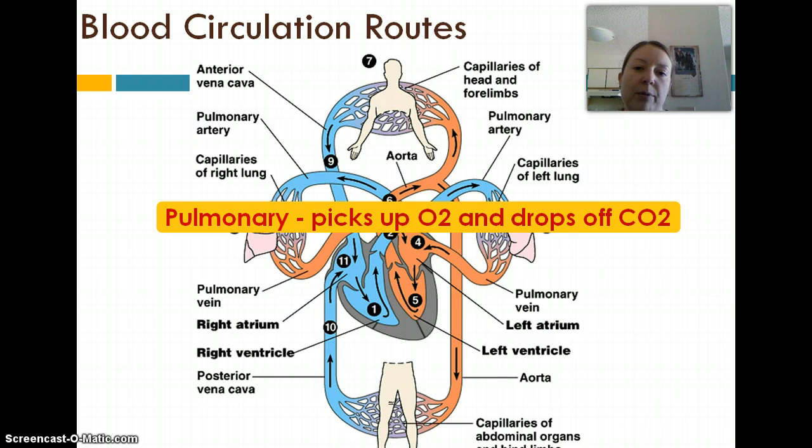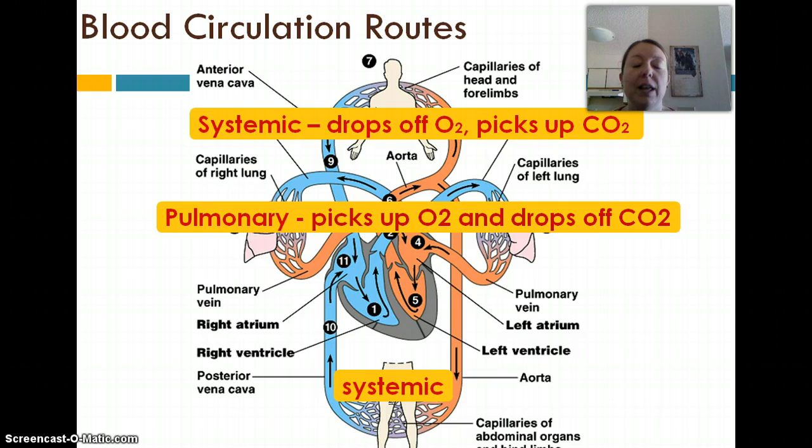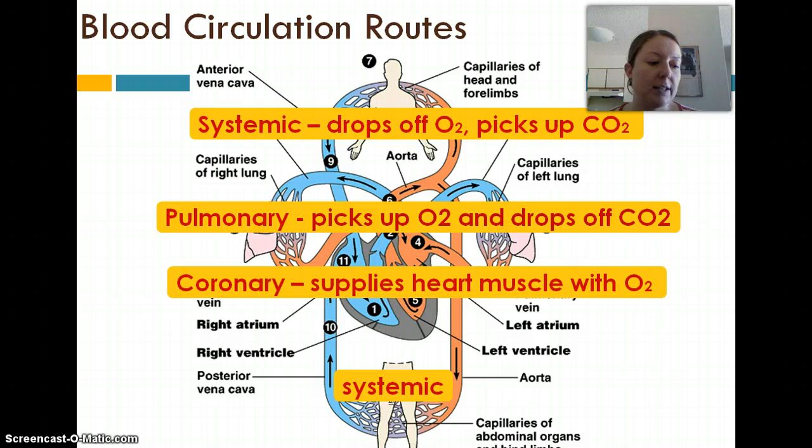The other circulation pathway is the systemic, and that's the left side of your heart pumping all over your body, whether that's above or below. It works in just the opposite way. In this case, it brings oxygen to all of your extremities, drops off oxygen, picks up CO2, the waste, and brings it back to the right side of your heart. The third type of circulation, obviously, is the heart muscle itself, which is supplied with oxygen via the coronary vessels, and so we call that coronary circulation.